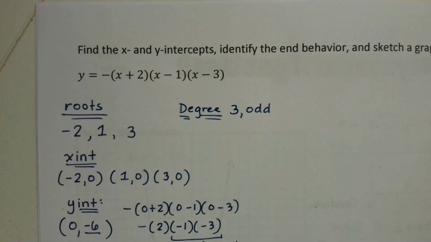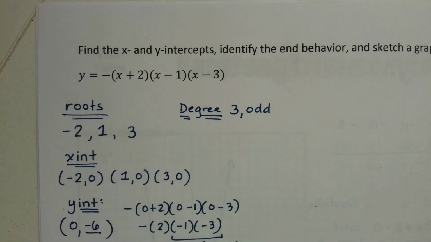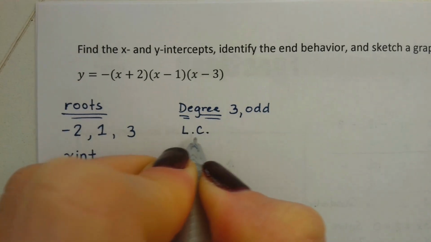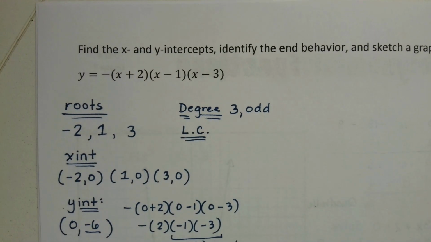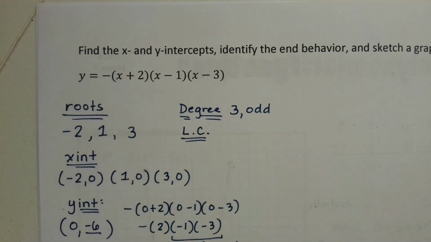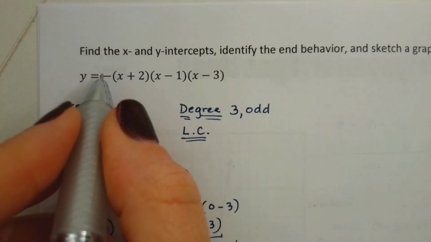Okay, which odd always tells me the ends go in different directions. I just got to figure out which of the different directions. The sign of the leading coefficient. Well, it's drawn in for you. What is the leading coefficient? It's -1. So we know the sign of the leading coefficient is negative.